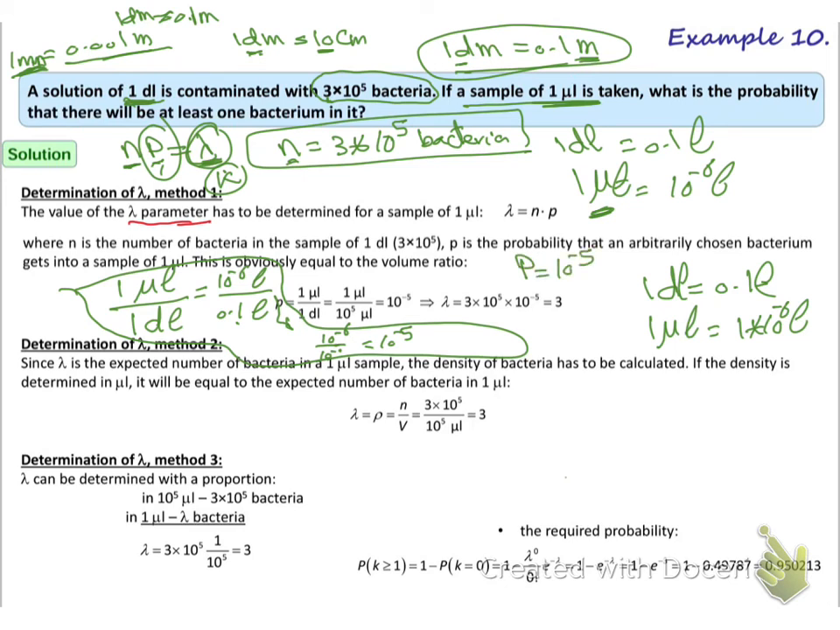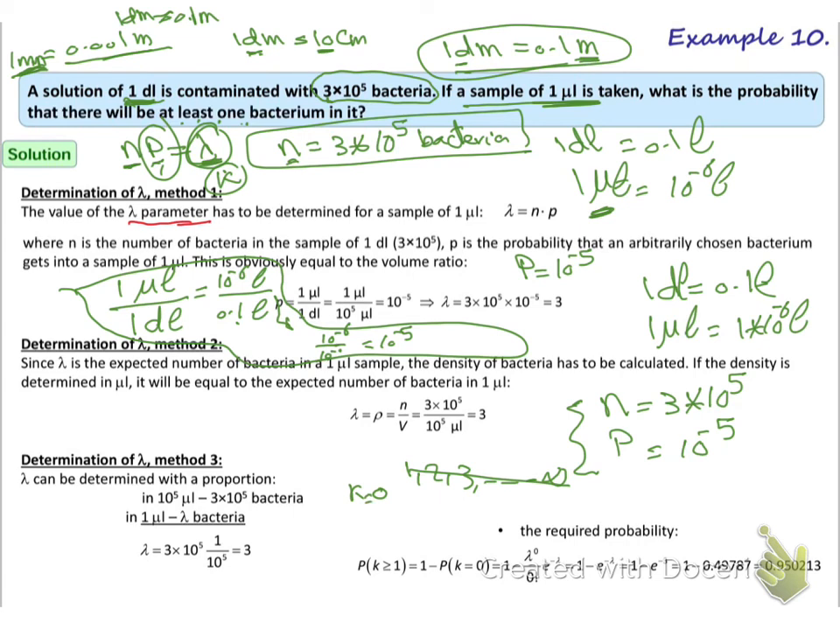Now I can say that my N is 3 times 10 to the power 5, a very large number, and my P is 10 to the power minus 5, which is very, very small. So it is a clear case of Poisson distribution. The question is: what is the probability that at least one bacterium, at least one means 1, 2, 3, 4, and so on up to infinity? I cannot calculate up to infinity, so I take the opposite. The only option remaining is 0. So I take the probability that K equals 0, and then I say 1 minus it.